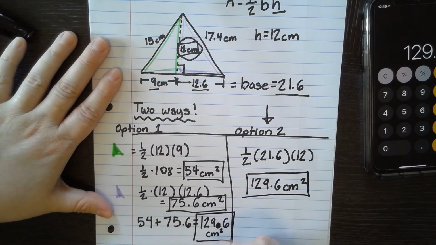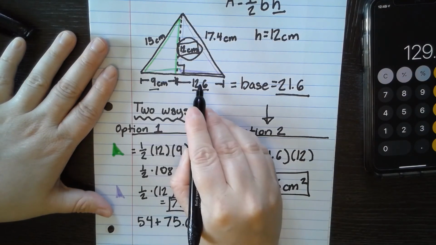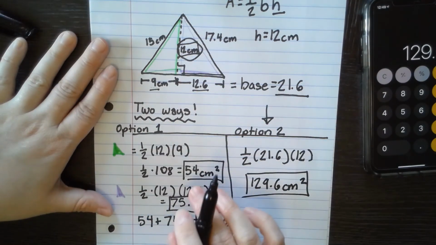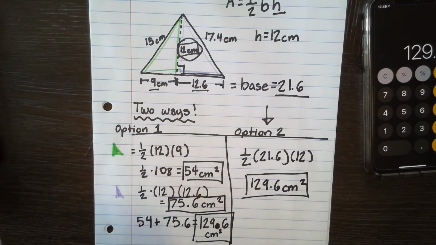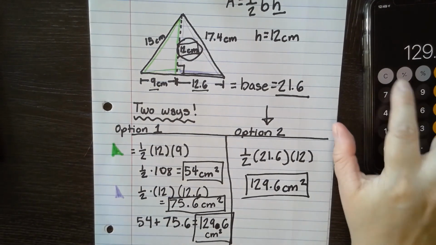So again, on this problem, you can either decide to add together your bases and then multiply it times the height, or you can treat this as two different triangles. You can choose what path you'd like to take.